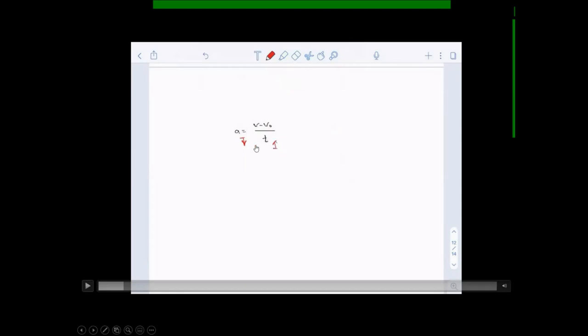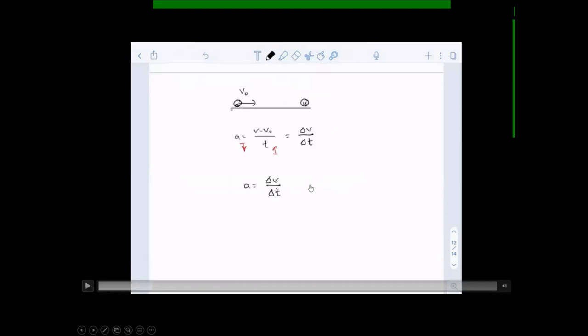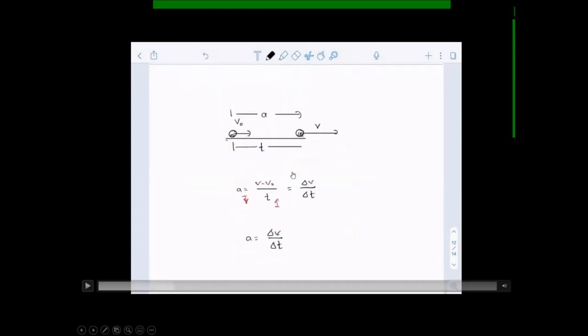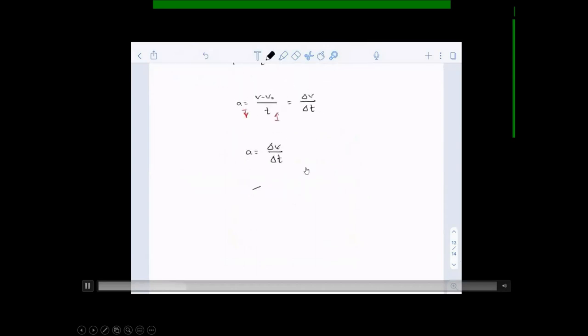All right, so the impact time goes up, the acceleration goes down, and it becomes more survivable. So this is the topic that we're going to be building upon. This is the acceleration. Acceleration is how fast the velocity changes in time. And this thing is accelerating in the forward direction within this time period.